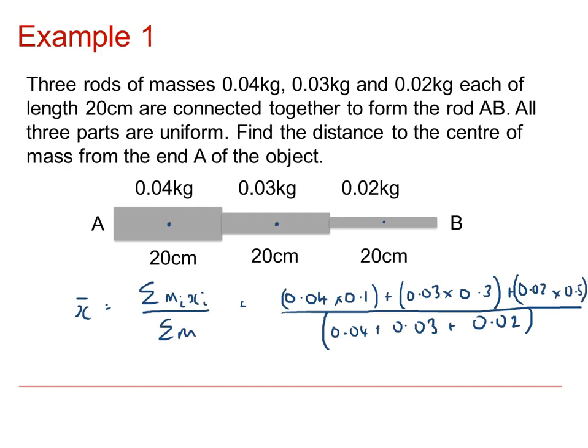And if we calculate that, we actually get to a value of x bar being equal to 0.256. That of course is in meters, which is 25.6 centimeters.